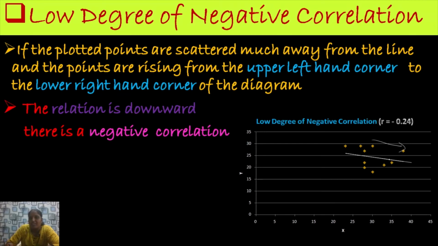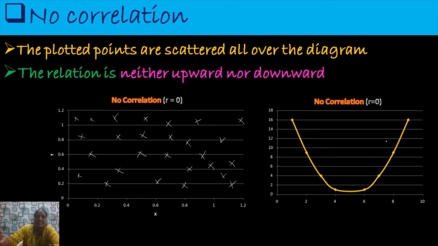So, if the plotted points are scattered much away from the line, look here, there are some points scattered much away from the line and there is downward movement from the upper left corner to the lower right corner of the diagram. If so, there exists a low degree of negative correlation between the two variables x and y. Here the relation is downward and the points are scattered much away from the line. So there exists a low degree of negative correlation between the two variables x and y.